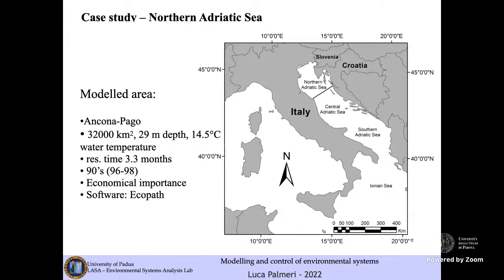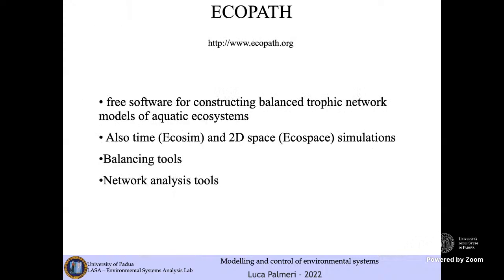Example, and we will finish soon the lecture of today: the Northern Adriatic Sea. We are modeling the Northern Adriatic Sea with an EcoPath approach. In particular, EcoPath is a free software for constructing balanced trophic network models of aquatic systems.